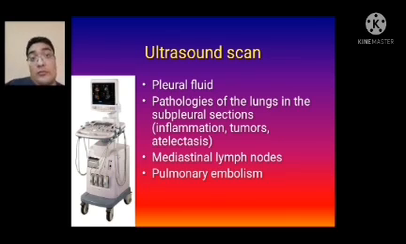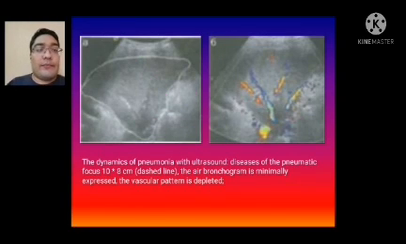Ultrasound scan or ultrasound machine. It can give us information if we have pleural fluid or liquid, pathologies of the lungs in the subpleural sections, inflammation, tumors, atelectasis. Also mediastinal lymph nodes, pulmonary embolism. This is the Doppler effect. By using the Doppler effect, we can find out about the blood flow, the blood supply of organs.